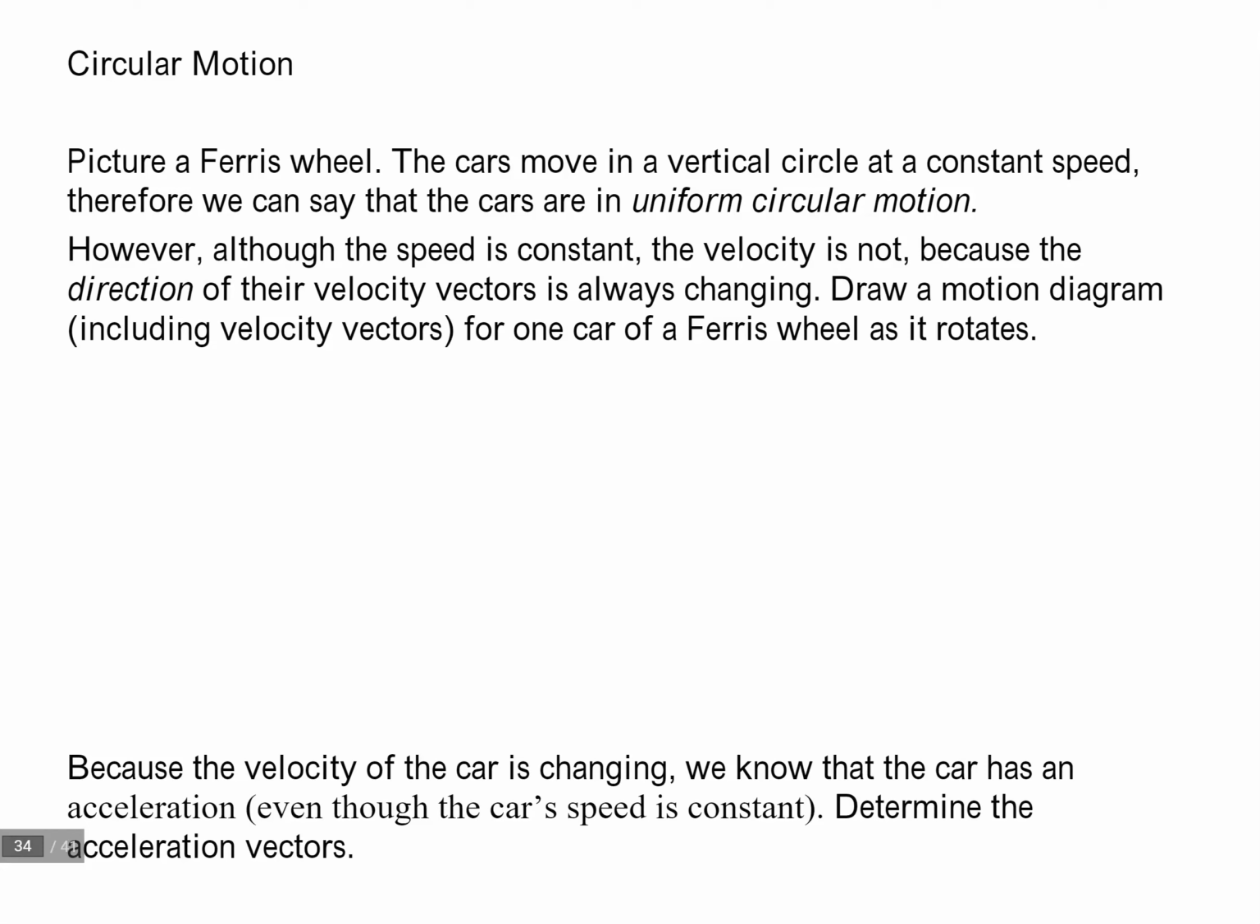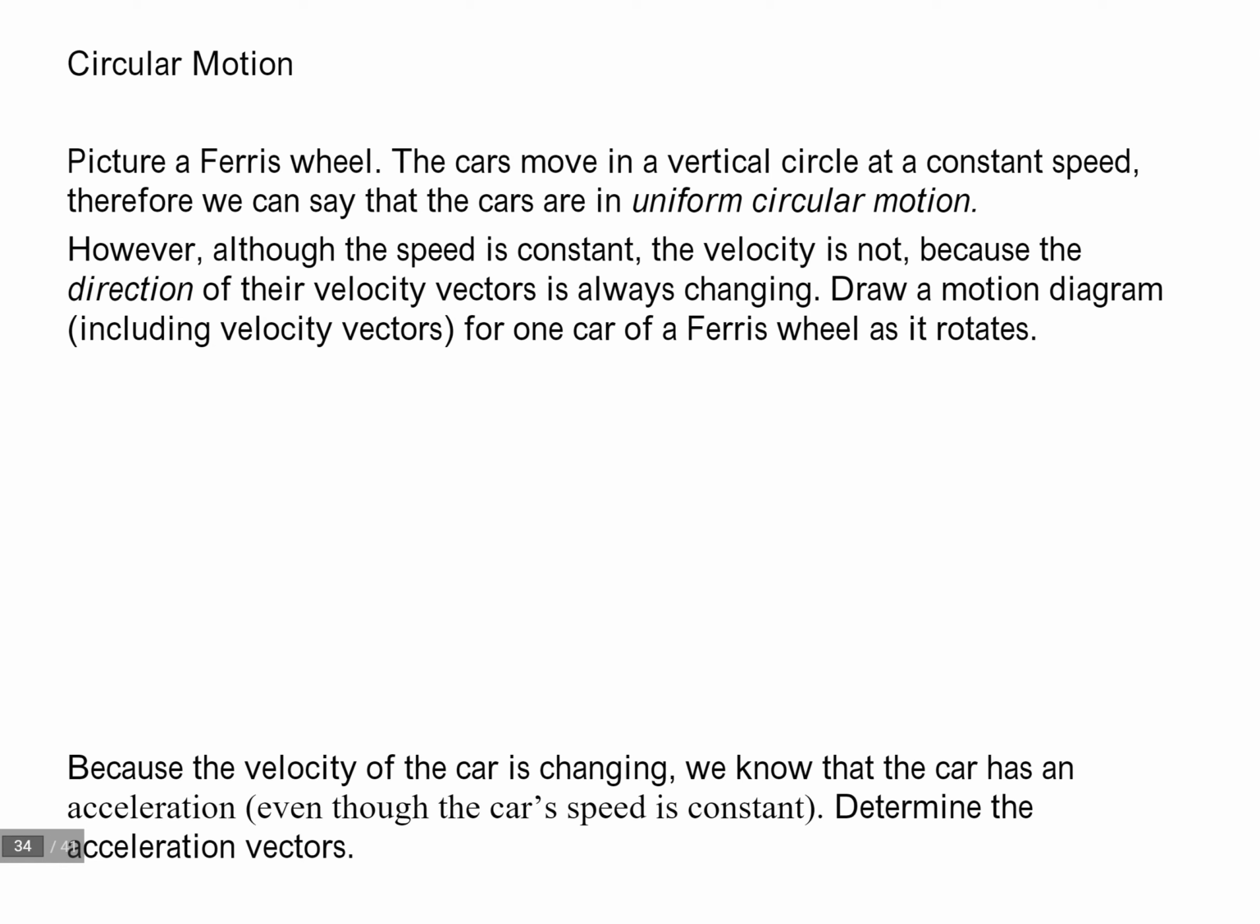This is section 7 now, circular motion. So first thing we want to do is picture a Ferris wheel. The cars on a Ferris wheel move in a vertical circle at a constant speed. All right, so assuming it's not speeding up or slowing down. So constant speed. Therefore, we can say that the cars are in a uniform circular motion.